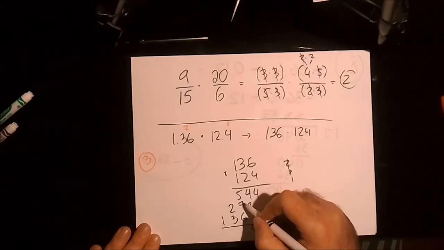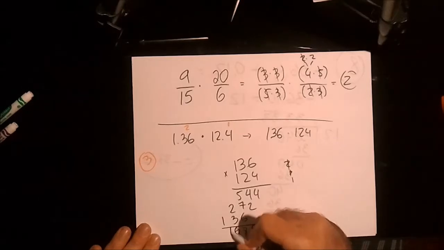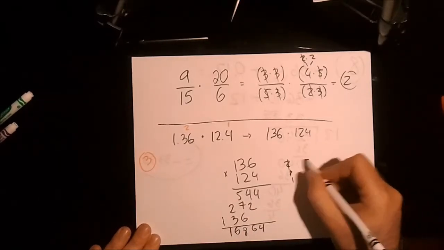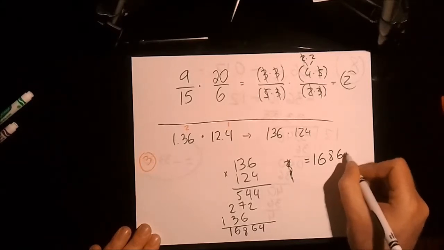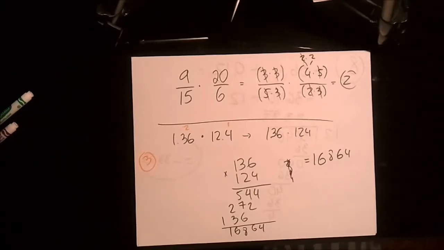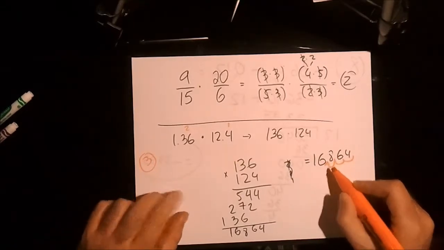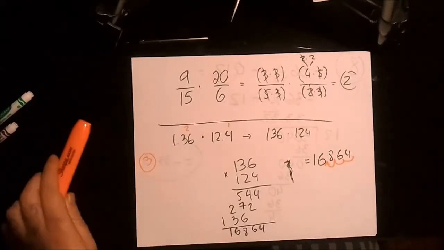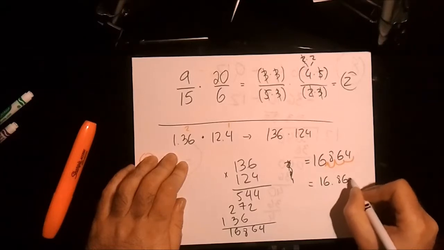5 plus 7, that's 12. 12, that's 18. So the answer should be 16864. Now, how many decimals did I owe the problem? I owe the problem 3 decimals right here, and I'm going to bring them back. 1, 2, 3. So my true answer is 16.864.